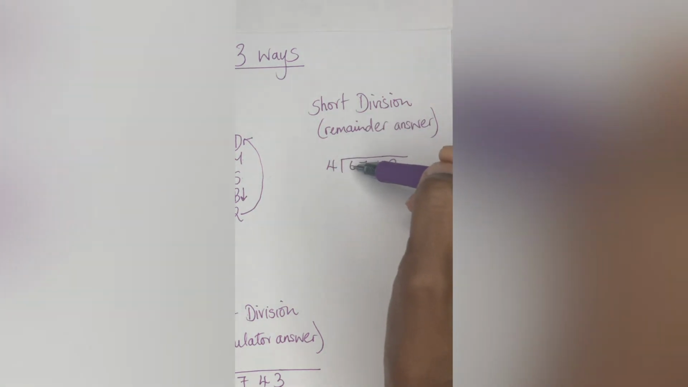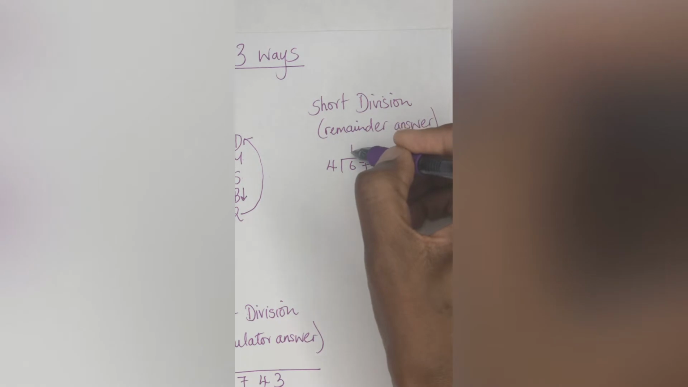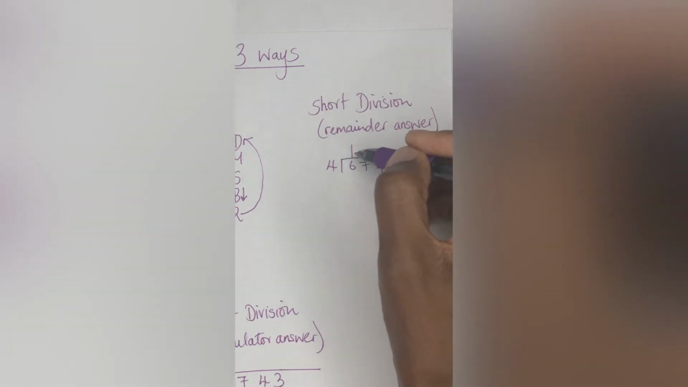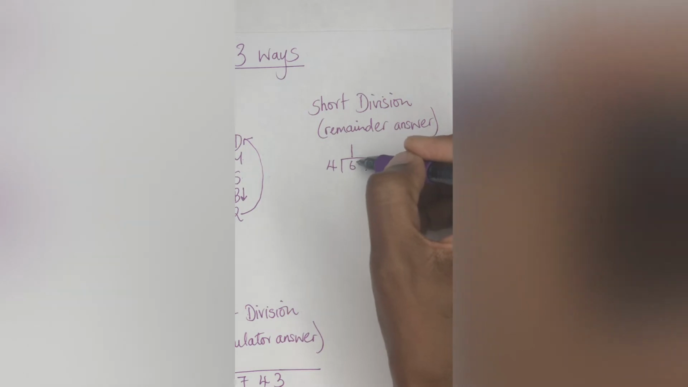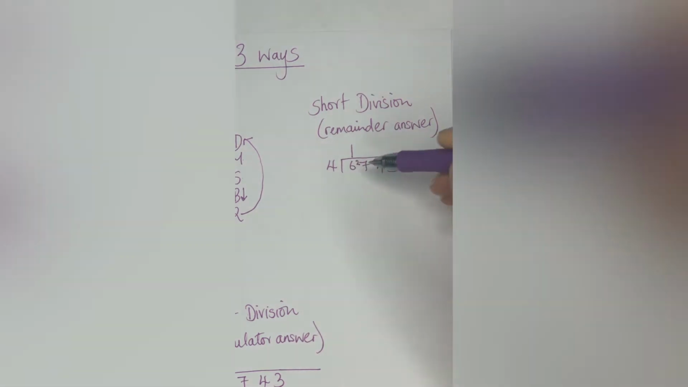So 4 into 6, that goes 1 time, right? So 1. And then what's left over? So 1 times 4 is 4. What's left over to get to 6, right? That's going to be a 2. So you put the 2 in front of the number you haven't used yet. So now we have 4 into 27.